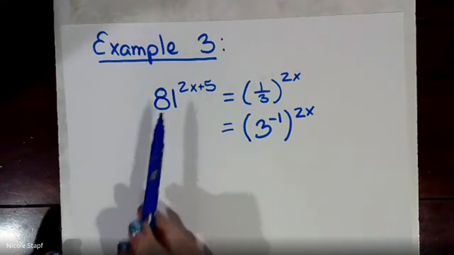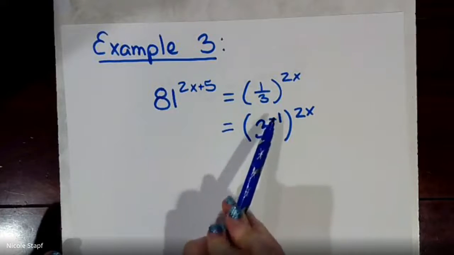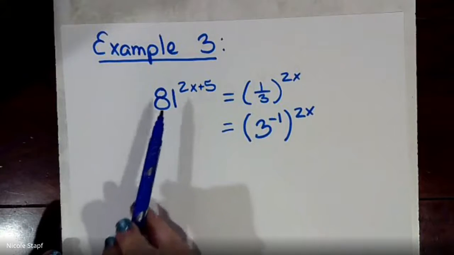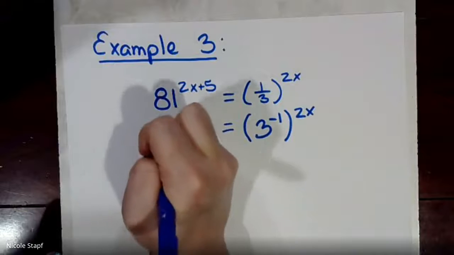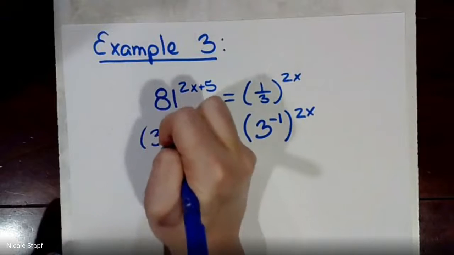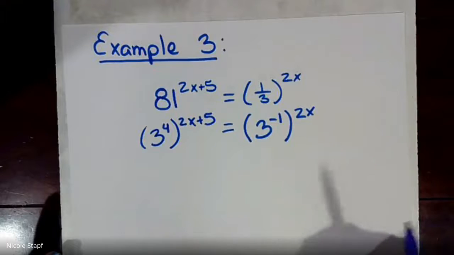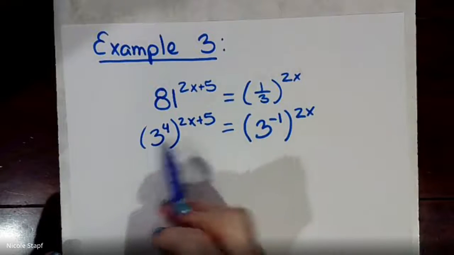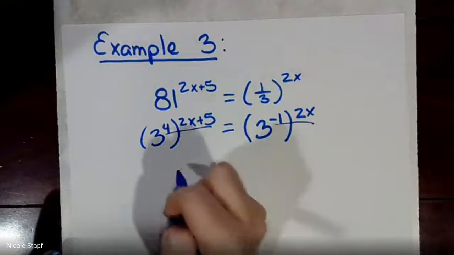All right, now that I've done that, I need to look at this 81. Now, I want to try to reduce this 81 to some number 3 to some power. So I'm going to ask myself, 3 to what power gives me 81? Well, 3 to the 4th power gives me 81. So I have 3 to the 4th power to the 2x plus 5 equals 3 to the -1st power to the 2x. So I've reduced my bases to where they now match. I can set these exponents equal to each other.